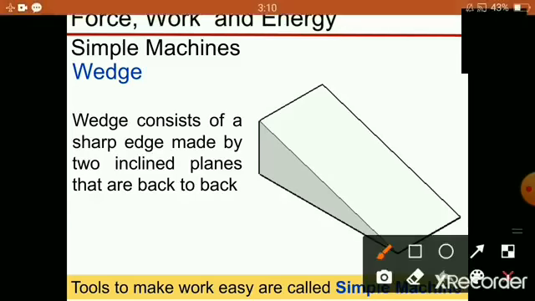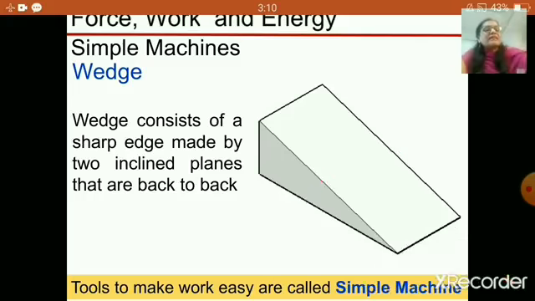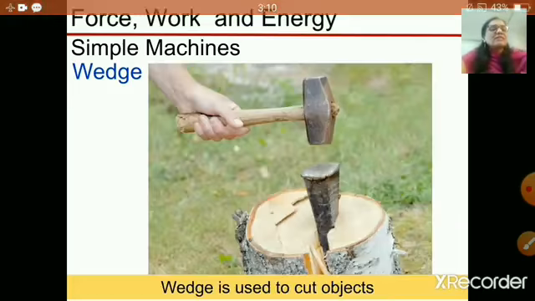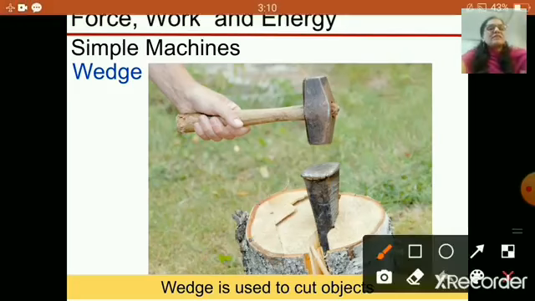One more type of simple machine is called a wedge. Now, a wedge has two inclined planes back to back. Here they are joined, and it forms a sharp edge. And this is used mostly to cut things. It is kept, and then the hammer is put so that you can cut the things into two. In the axe you can see. See here, this is a wedge.